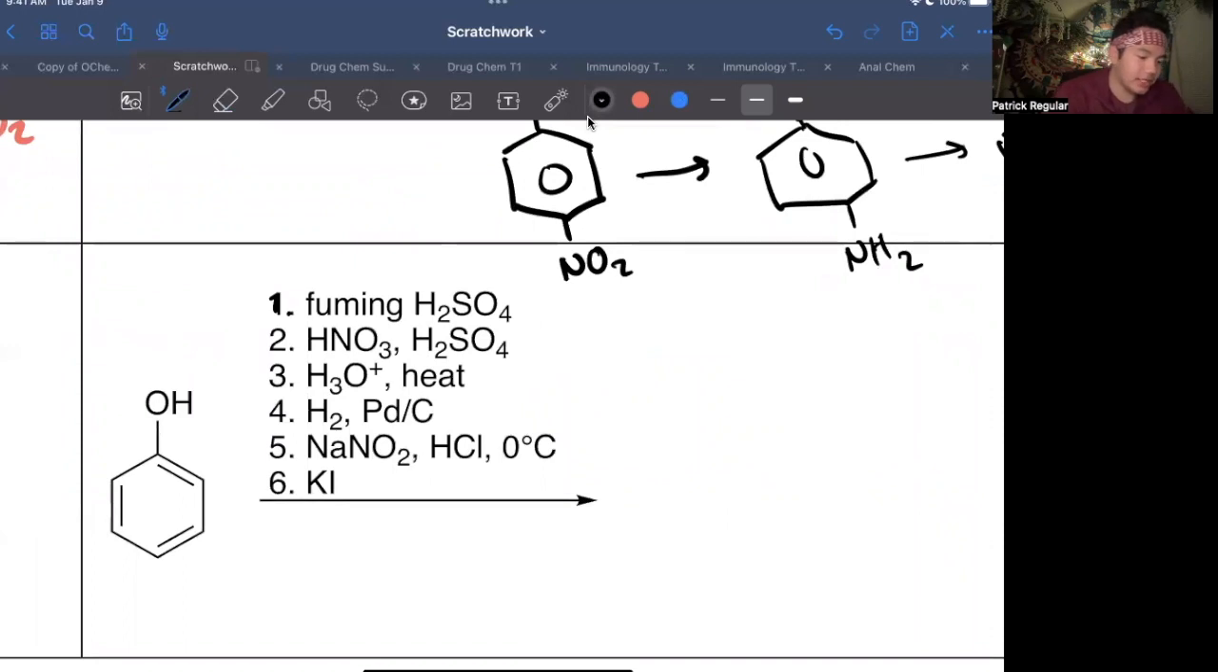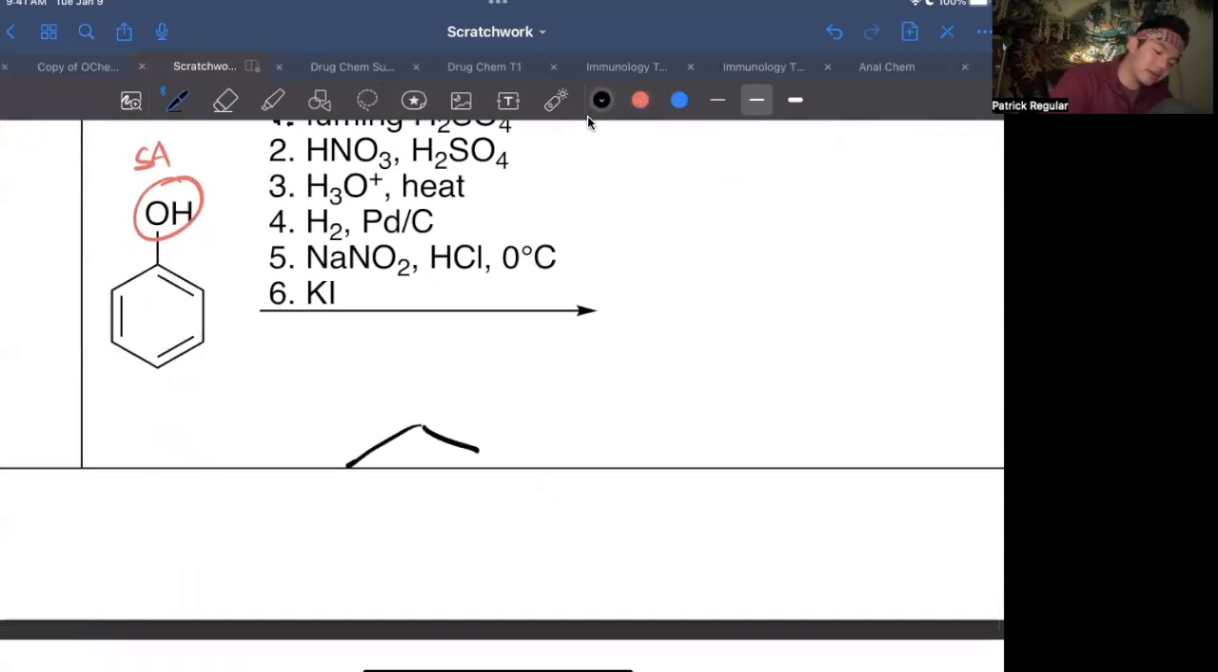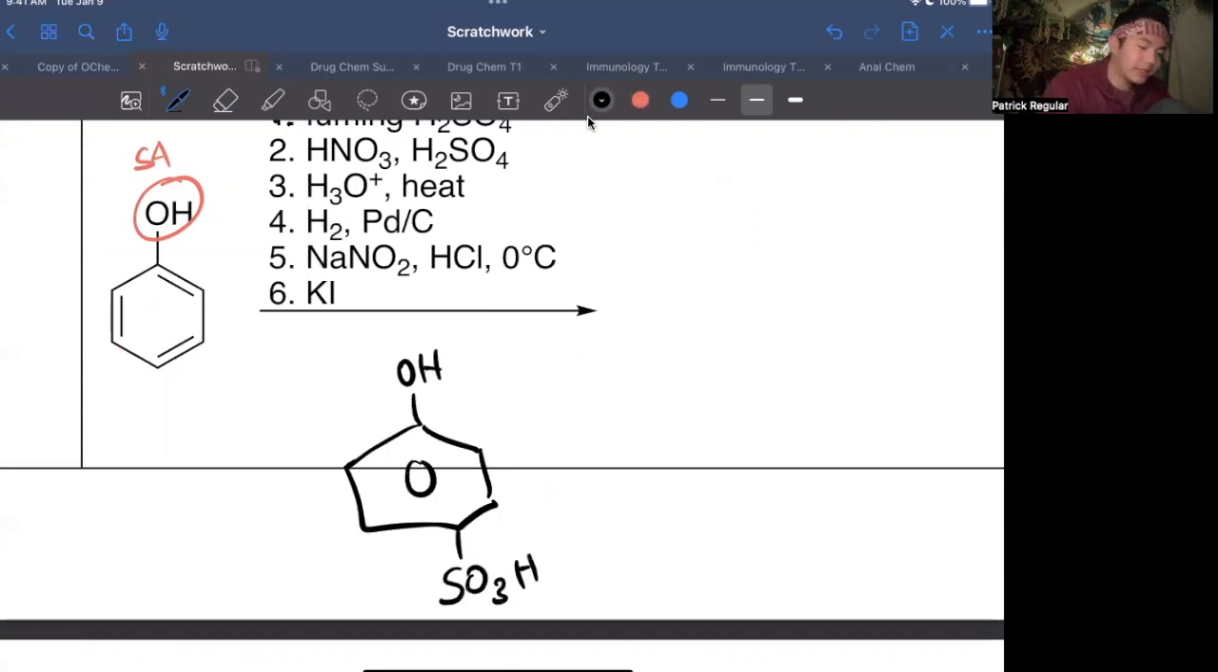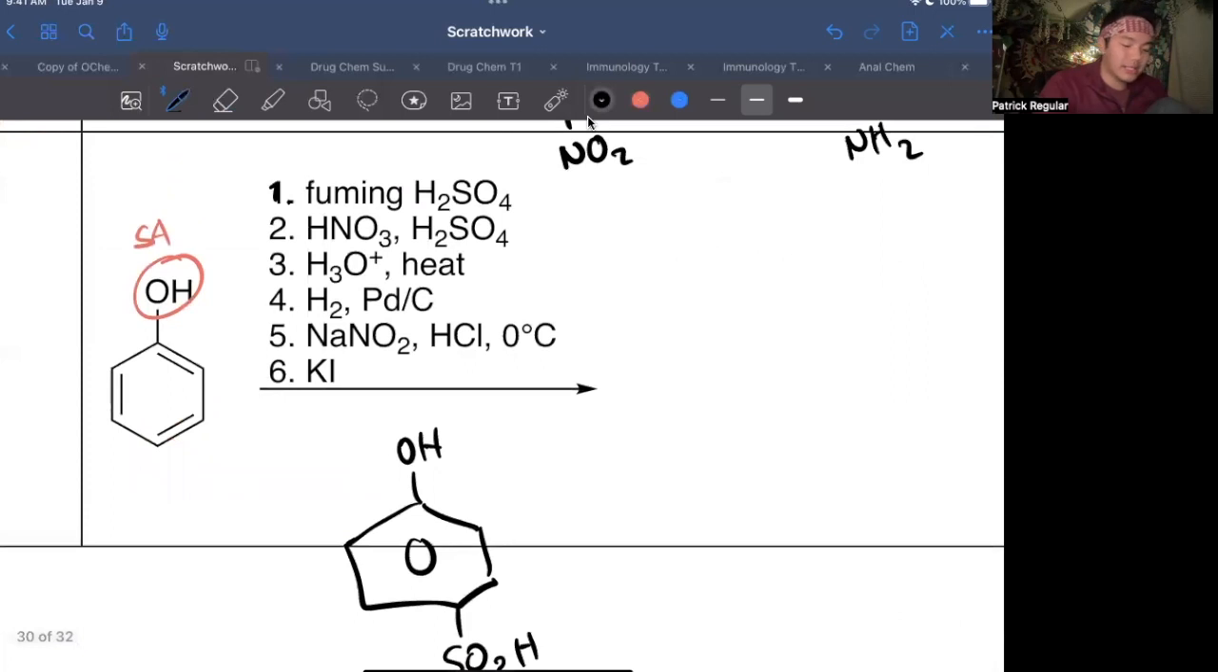Fuming sulfuric acid. So I know that OH, phenol, that's going to be a strong activator. So it's going to push for ortho-para. But I really hope that you remember, well, phenol, when it's sulfonated, sulfur can only do para. Why is that? The steric hindrance. All right. Sulfur has a lot of oxygens connected to it. It does not want to be near other oxygens. So it's going to be pretty much just para. So the first one will only give us para. OH and SO3H.